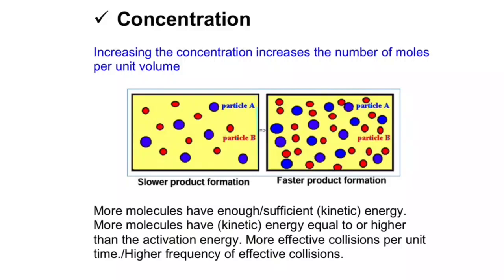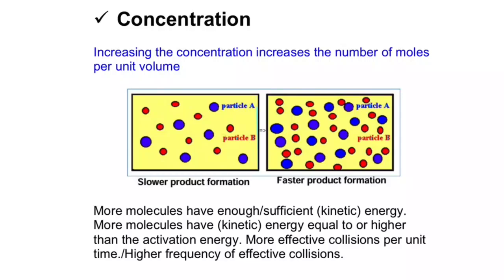What I want us to talk about next is the concentration. How does the concentration affect the rate of reaction? We must still be thinking along the lines of the collision theory. Remember, we need a collision, enough kinetic energy, and the right orientation. So how does concentration affect any of those three?